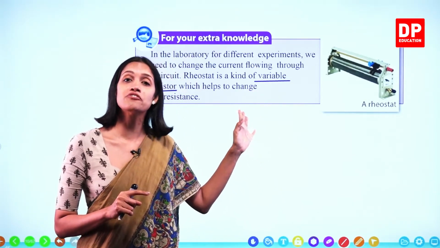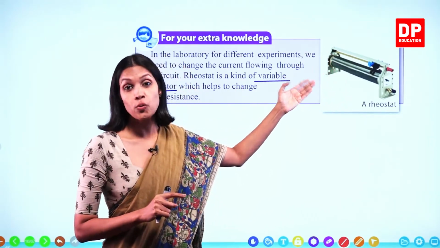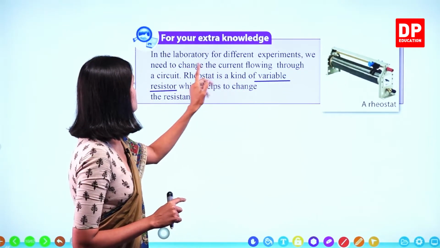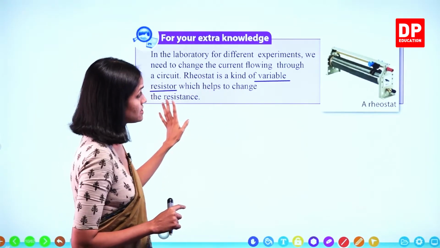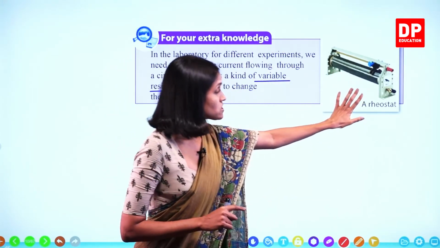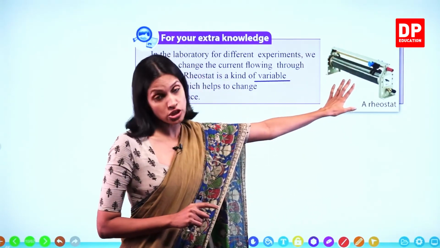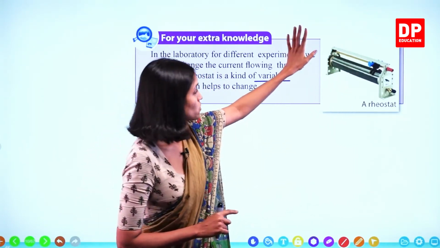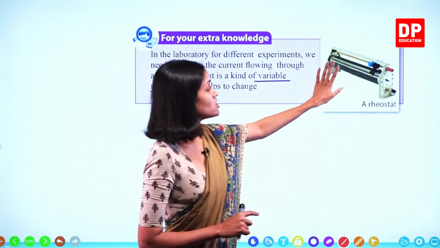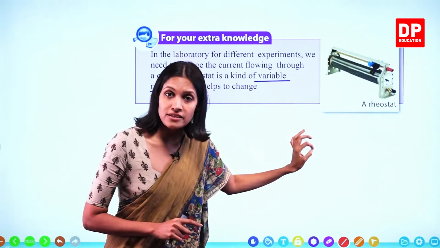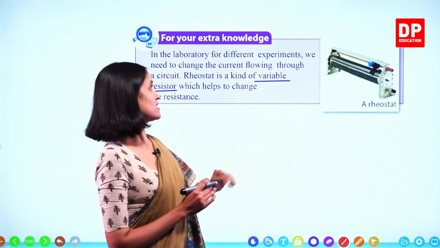There are different types of variable resistors. Rheostat that we use in the lab is one such type. So rheostat is a kind of variable resistor which helps to change the resistance. About the rheostat, in the upper grades you are going to do a lot of experiments with this rheostat. So you can change the resistance of the circuit using these type of rheostats connected. Okay children, we'll move on to the next.